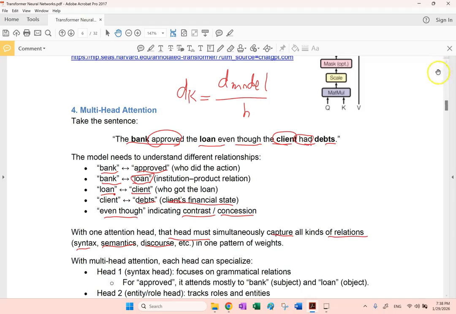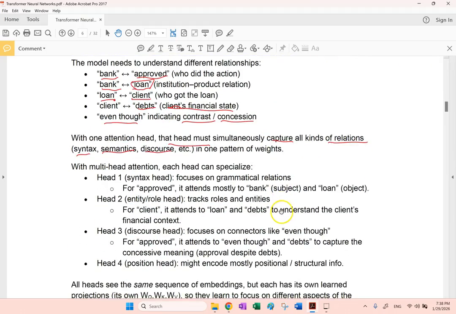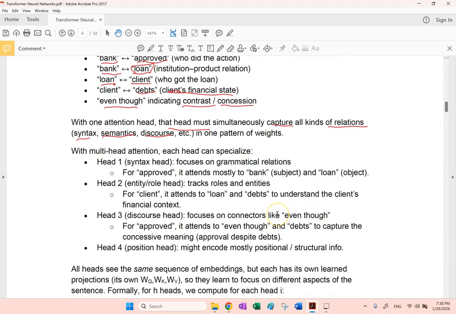Okay, so one single head is not clearly capable of getting all of them, right? So when you have multi-head attention, for instance, head 1 can learn syntax. You can call it the syntax head. So what does it do? It looks at the grammatical relations. It knows that, first of all, "approved" was in the past, as I said, "had" was in the past. And then "approved" is the verb that is related to the subject "bank", and "the loan" is the object of the sentence. So it tries to learn these things.